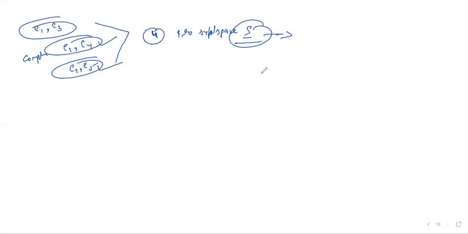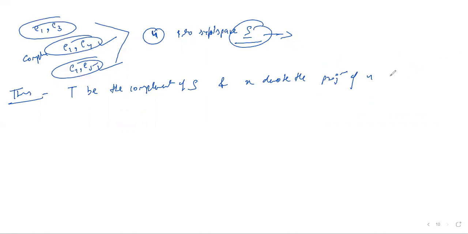Now there is an important theorem regarding this direct sum and complement topic. Let T be the complement of S, and let X denote the projection of U into S along T. Let's just say it as P of U, that P of U denotes the projection of U into S along T.